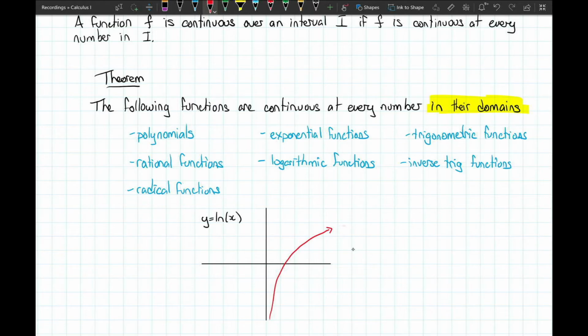And its domain is the numbers from 0 to infinity. So that means it's not continuous at 0. It's only continuous for the numbers slightly bigger than 0 up to infinity. And that hopefully makes a little bit more sense.